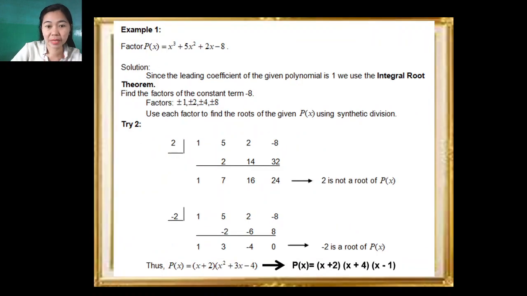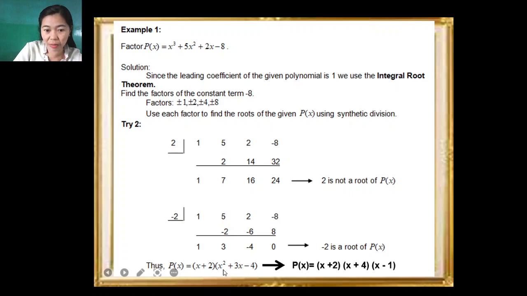Wait. Ayan. To write the complete factor of the polynomial equation P of x equal to x plus 2 times the quantity x squared plus 3x minus 4. Ito siya. P of x is equal to x plus 2 times the quantity of x plus 4 times the quantity of x minus 1. Why? Because this second factor, x squared plus 3x minus 4, is factorable.